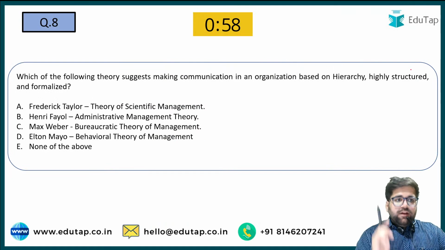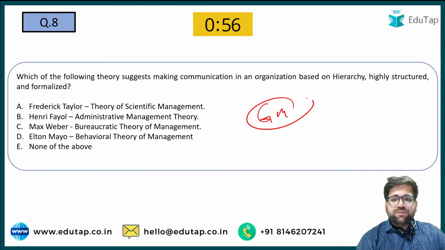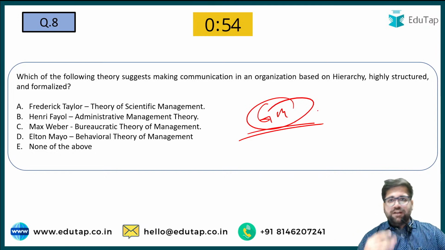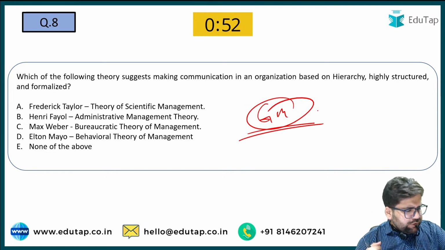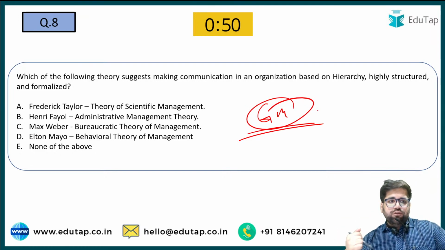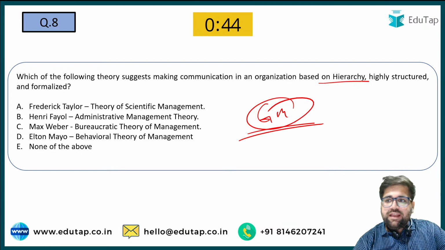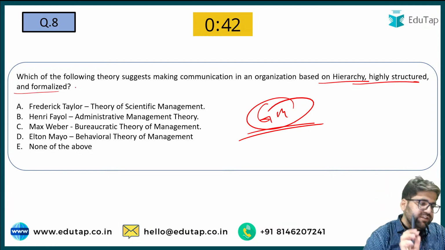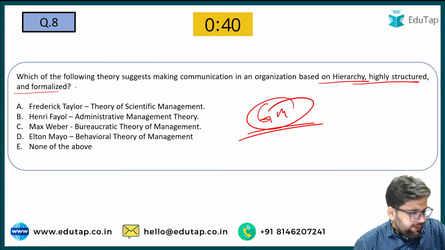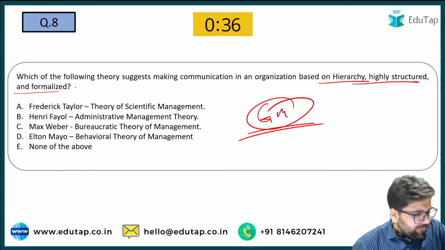Question number 8, this has been taken from your management chapter, different schools of thought in management. So let me see who gives me the right answer for question number 8. Which of the following theories suggests making communication in an organization based on hierarchy, highly structured and formalized? So I can see only a few people are there in the chat box who are giving the right answer.